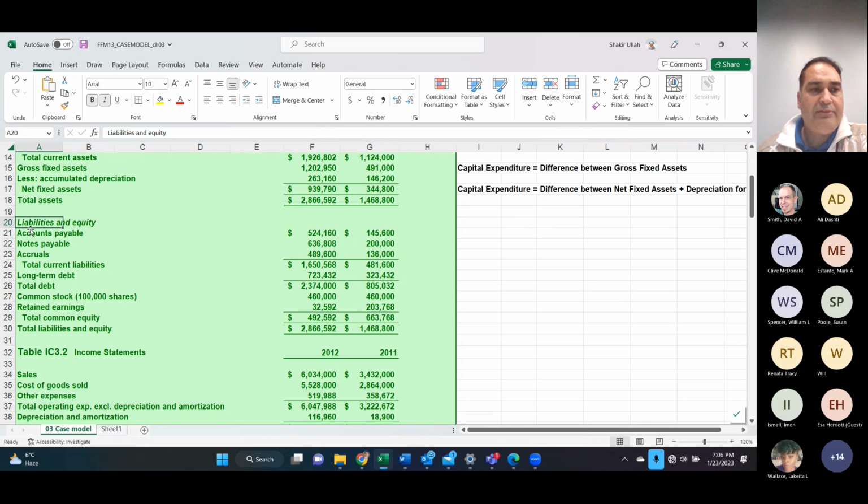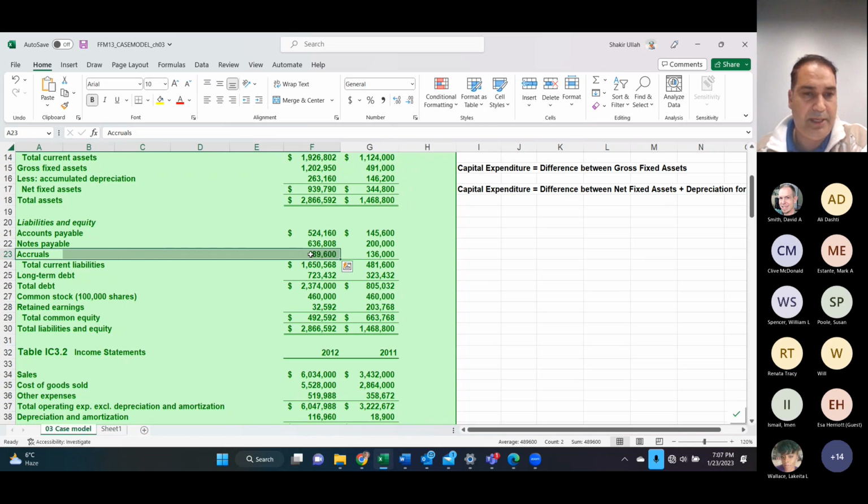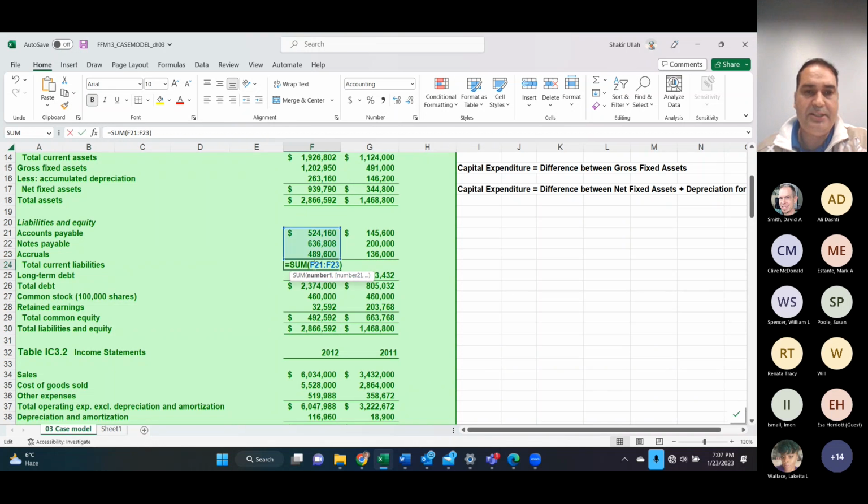On the liabilities side, we have current liabilities. So those are accounts payable, notes payable, accruals. Accruals are basically like the salaries that accrue with the passage of time, utility bills that accumulate on a daily basis, but you don't pay them on a daily basis. So you pay on a monthly or maybe bi-monthly or 6 monthly basis. Those are accrued liabilities. And then the sum of all the current liabilities is the total current liabilities.